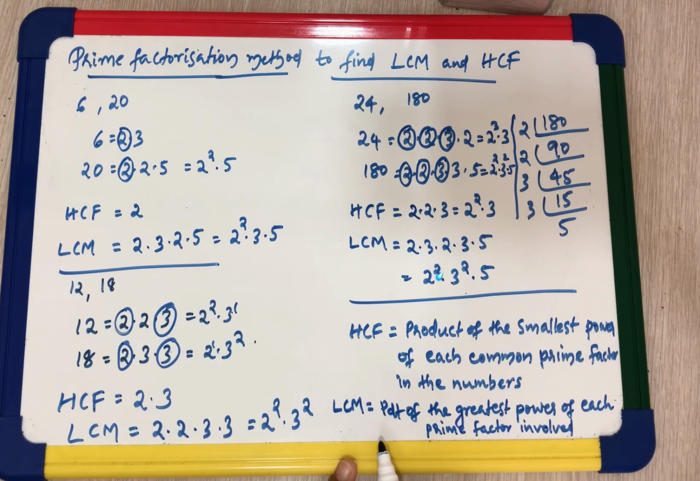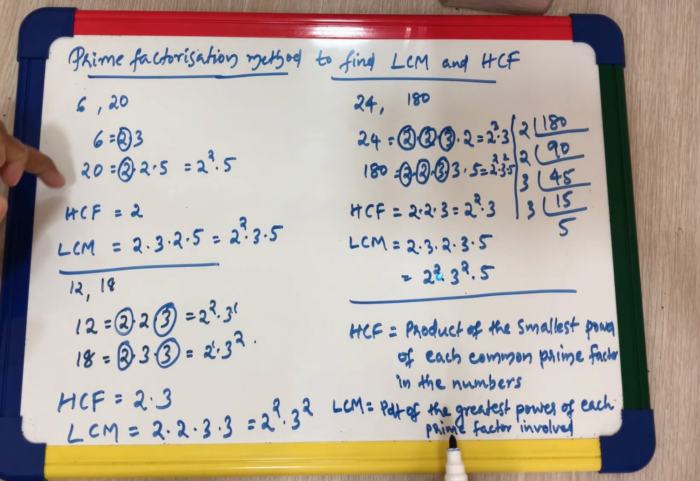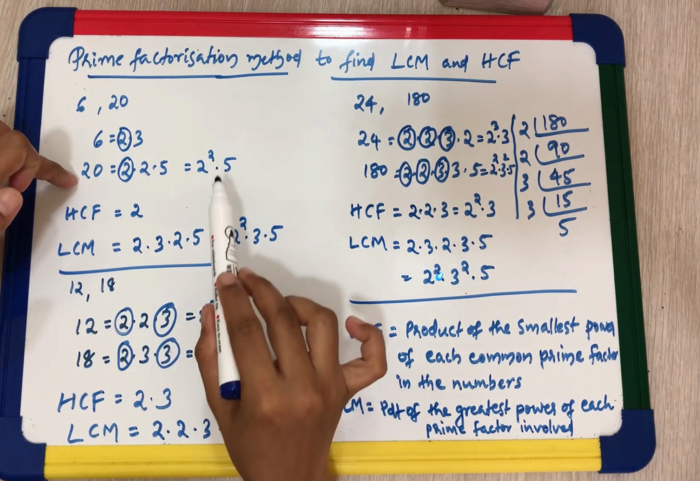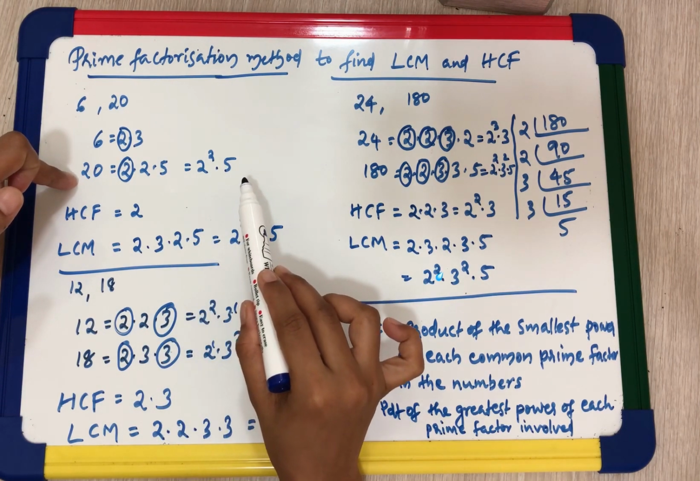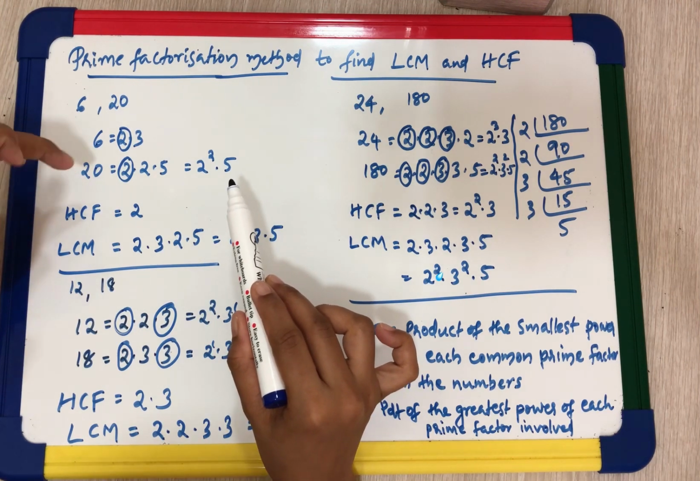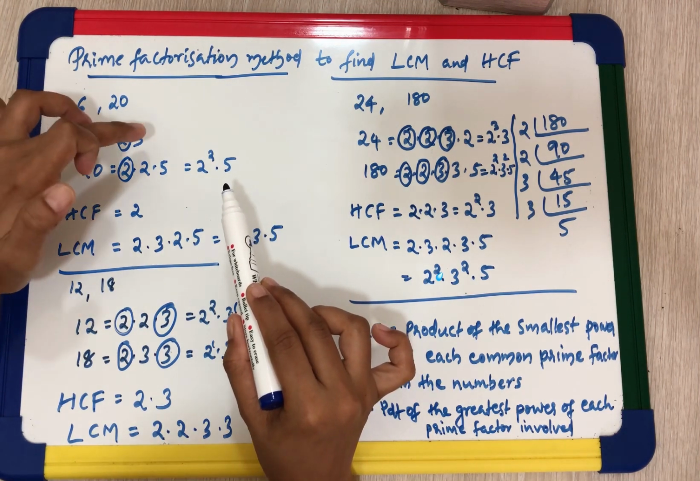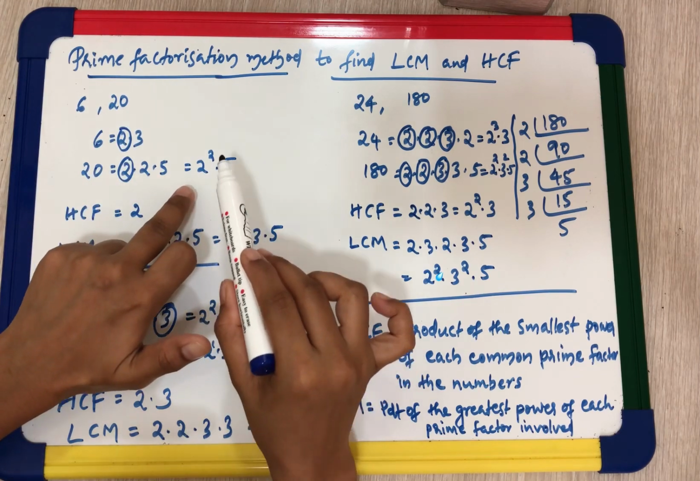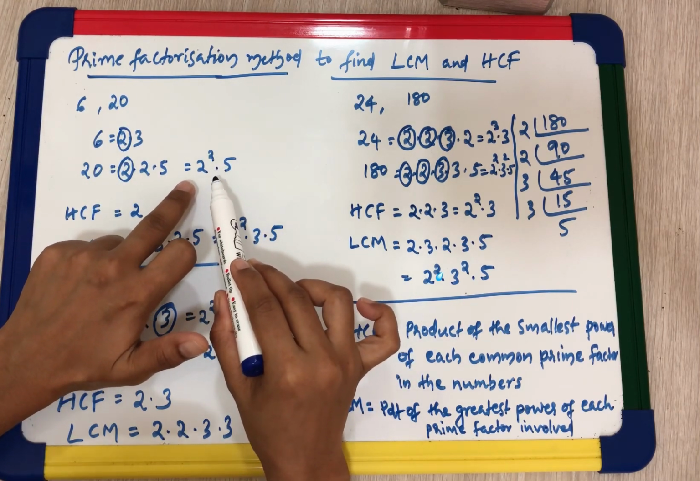Also, LCM is equal to the product of the greatest power of each prime factor involved. See, the factorization of 6 is 2 into 3 and 20 is 2 square into 5. In HCF, we considered only the common prime factors, but here we take all the prime factors. Here the prime factors are 2, 3 and 5, and the greatest power of each prime factor.